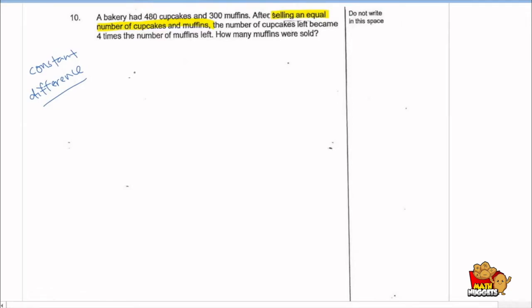So we can actually write down, cupcakes is to muffins is 480 is to 300. The after ratio for cupcakes is to muffins: the cupcakes was 4 times the muffins left. So since I know that this is unchanged difference, I have a difference column for my ratios. So then I can make my difference the same.